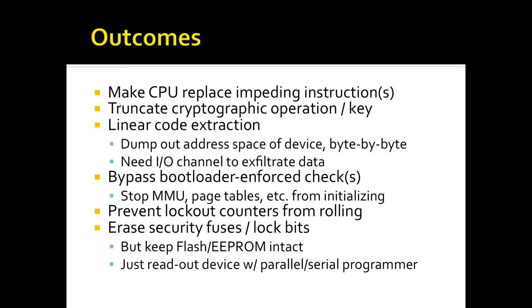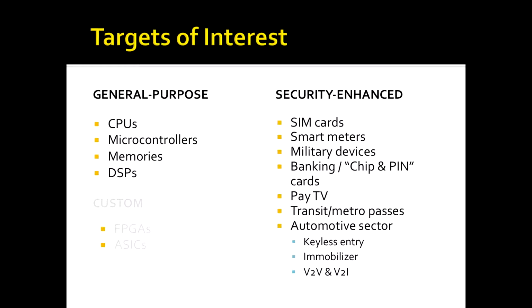And then finally, in some cases, you can erase security fuses or lock bits. So what this will do is keep the flash and E2 intact, so then you can just take the device off the board, for example, plug it into a parallel or serial programmer and just read out the device that way. So if you're looking at chips to try some of this stuff on, there's pretty much your general purpose and your security enhanced categories. So general purpose things like CPUs, microcontrollers, memories, digital signal processors. And then on the security enhanced side, you've got things like SIM cards, smart meters, military devices, chip and pin, pay TV, transit or metro, and then automotive devices.